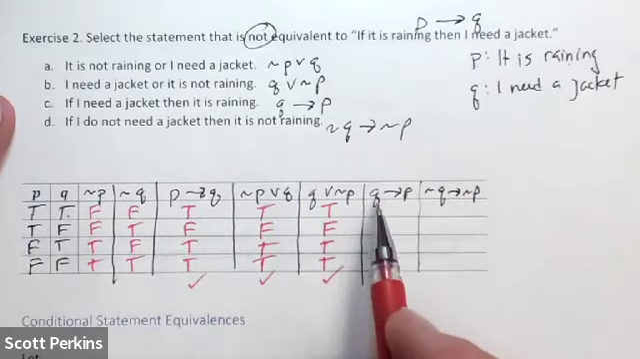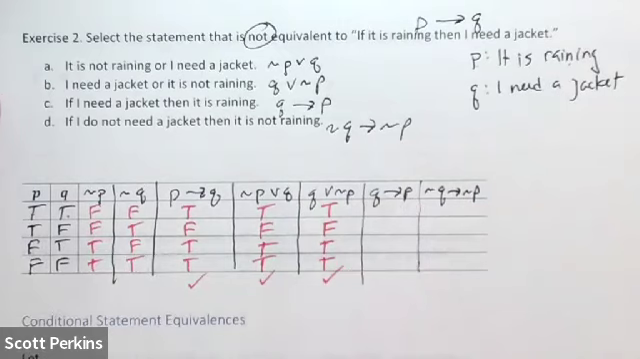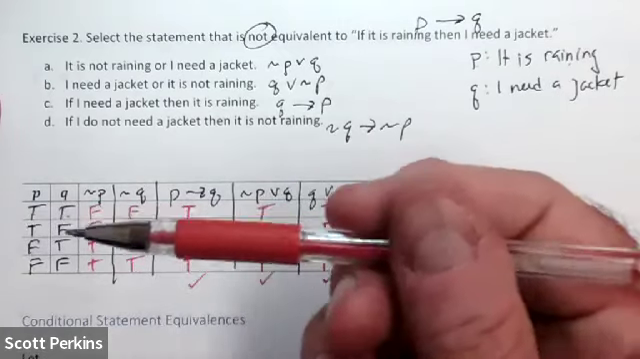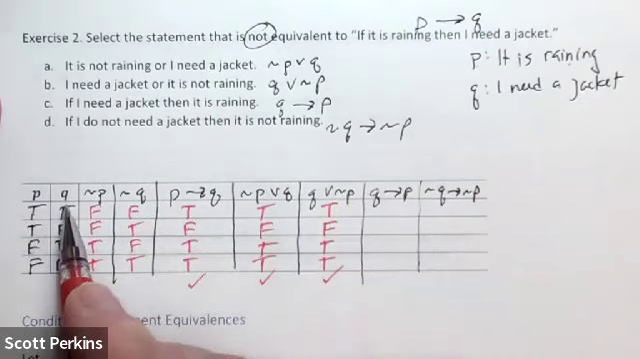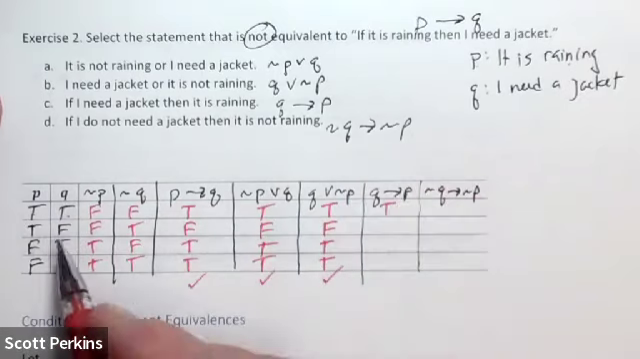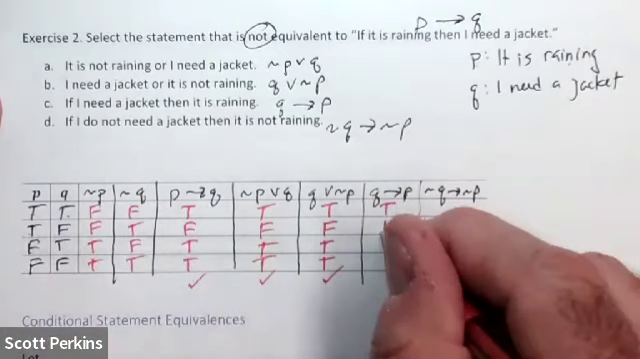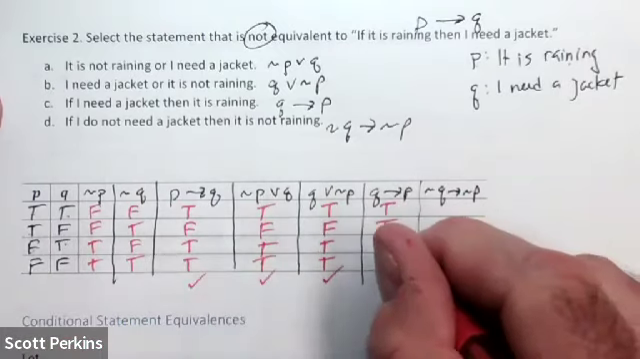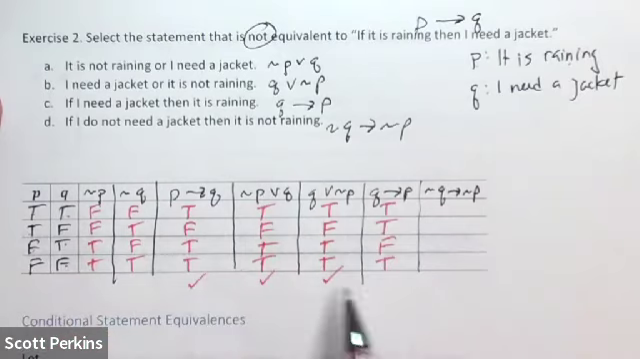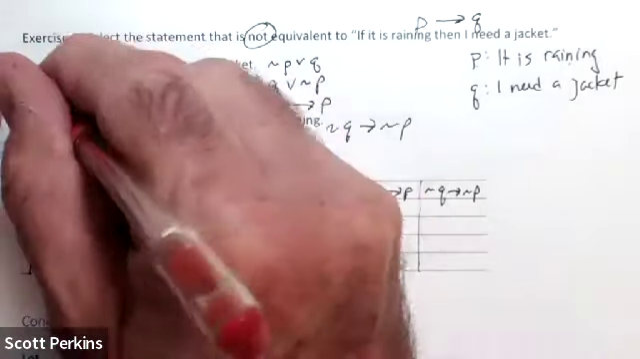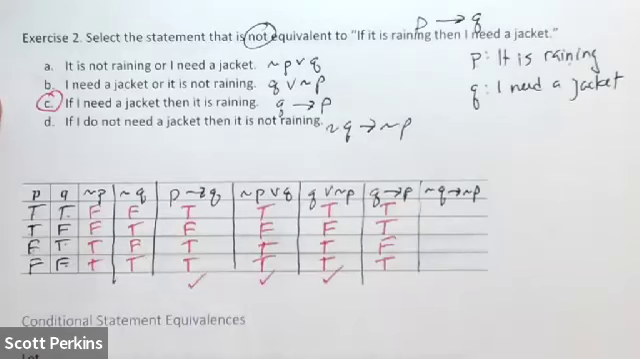The next one, we reverse the order, Q then P. So we're going this way now. We're going from right to left on my column. So Q to P. So true then true, false then true, true then false, false then false. And we see, okay, that one is different than the original column. So C is definitely different. That is not equivalent to the original statement.